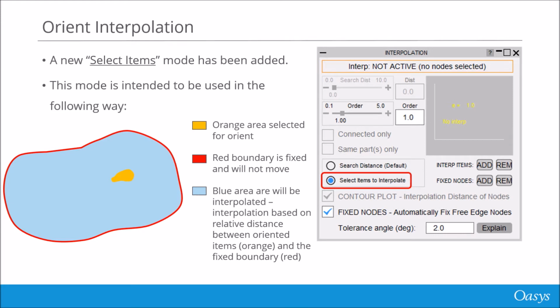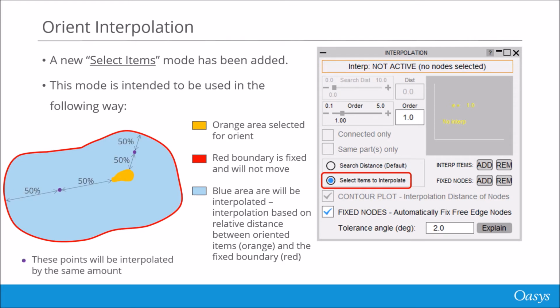We've got the blue part. And let's say we've selected the orange nodes for orientation. In this case, the red boundary of the blue part is fixed and does not move. And every node within the blue part, because it's been selected, will be moved. And that interpolation is based on the relative distance between the oriented items, in this case the orange items, and the fixed boundary.